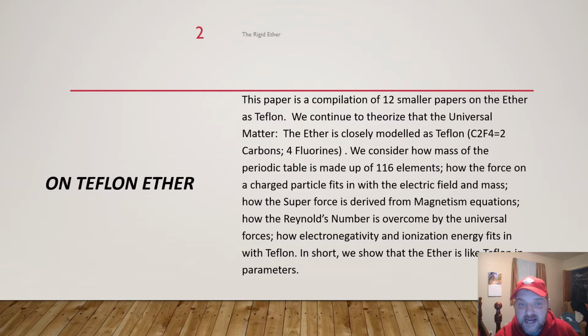We consider how the mass of the periodic table is made up of 116 elements, how the force on a charged particle fits in with the electric field and mass, how the superforce, which is 8/3, is derived from magnetism equations, how the Reynolds number, its value of 0.402, is overcome by the universal forces, and how electronegativity and ionization energy fit in with Teflon. In short, we show that the ether is like Teflon in all parameters.